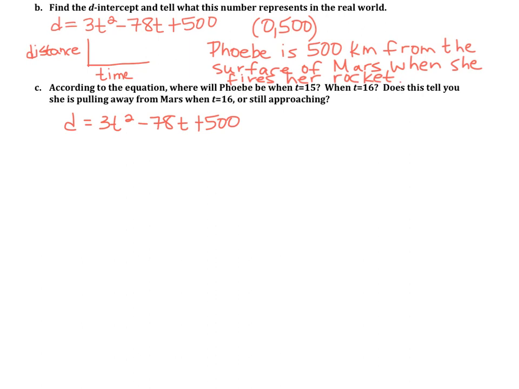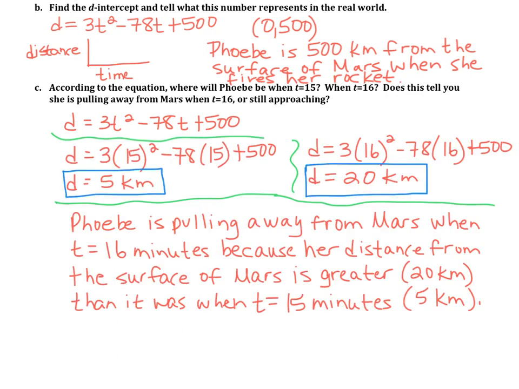In part C, according to the equation, where will Phoebe be when t equals 15, when t equals 16? Does this tell you she's pulling away from Mars when t equals 16 or still approaching? And I just recopied the original quadratic function again so we have it in front of us. Now what I would do is once again ask you to pause the video and find out the answers to the questions that are being asked, and then check to see how you did and restart the video at that point in time. All right, let's see how you did.